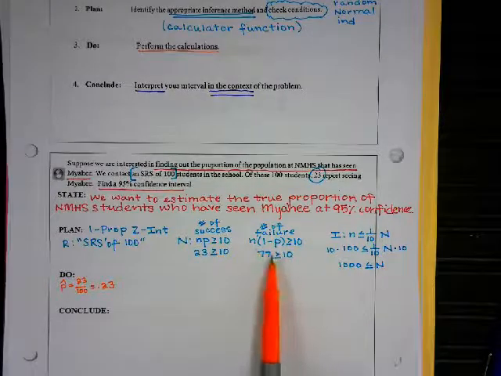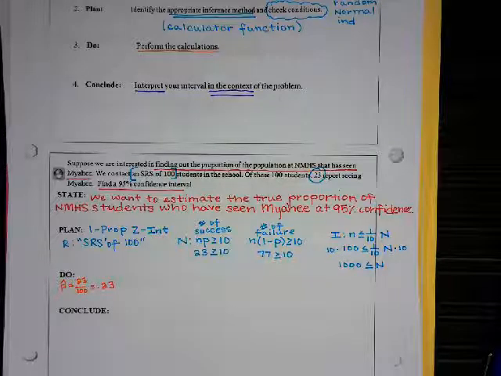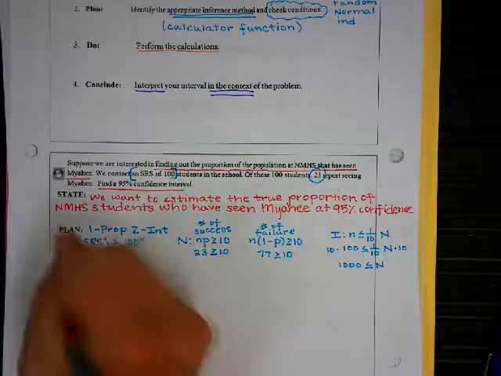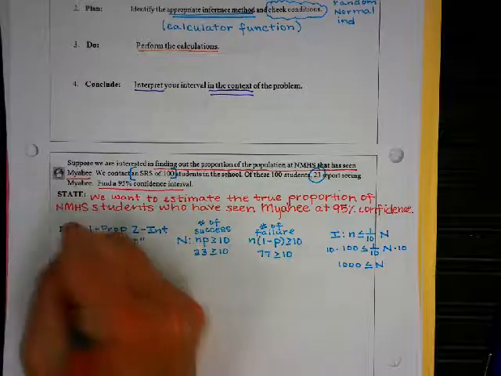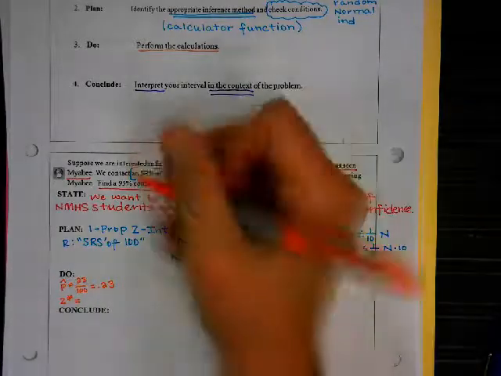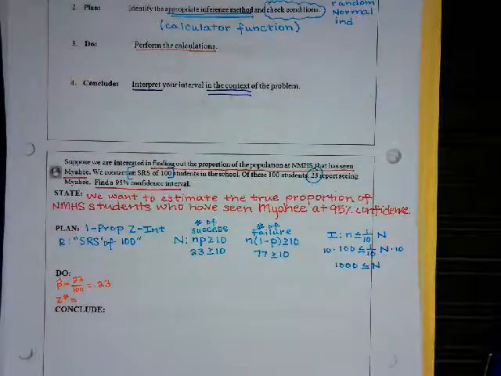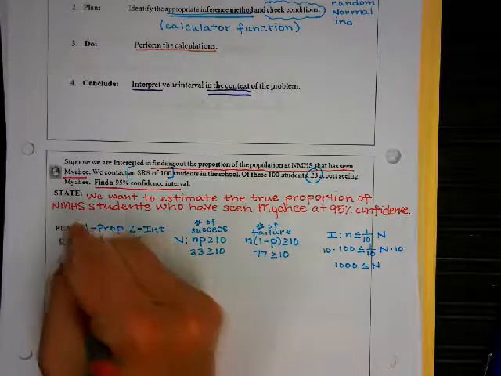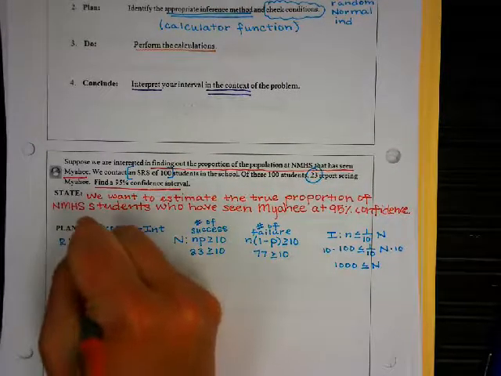You also need to identify your z-star. We're working at 95% confidence. Anybody happen to remember that z-star? 1.96. I suggest that you just memorize that number. 95% seems to be one of the most common.